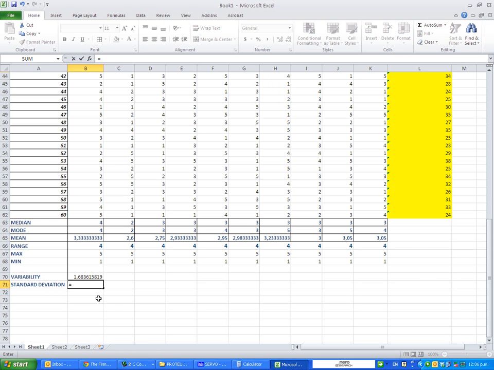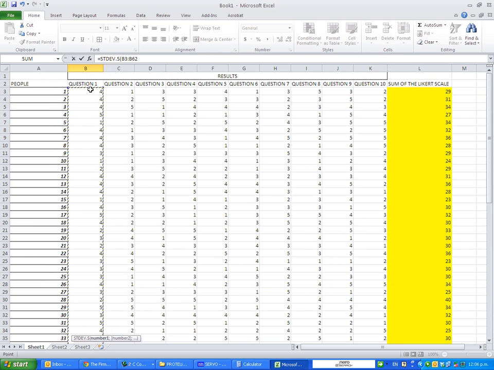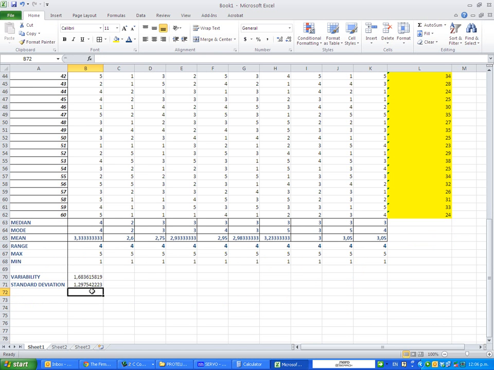In this case, I'm going to write STDEV.S, because this one ignores logical values. We're also going to choose our numbers. Okay. Now we have the standard deviation, and the standard deviation, as I said, is just the square root of the variability. If I write square root of this cell over here, I will get the same number.